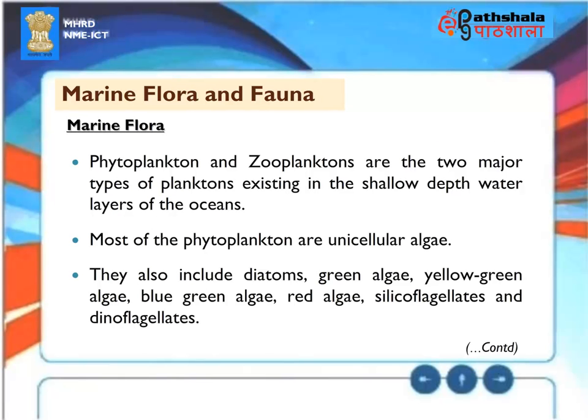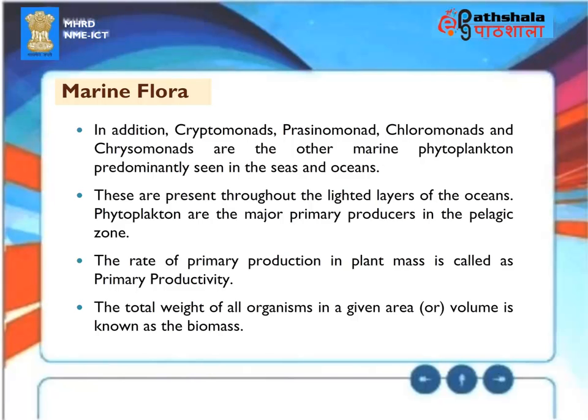Marine flora. Phytoplanktons and zooplanktons are the two major types of planktons existing in the shallow depth water layers of the oceans. Most of the phytoplanktons are unicellular algae. They also include diatoms, green algae, yellow-green algae, blue-green algae, red algae, silicoflagellates, and dinoflagellates. In addition, cryptomonads, prasinomonads, chloromonads, and chrysomonads are the other marine phytoplanktons predominantly seen in the seas and oceans.